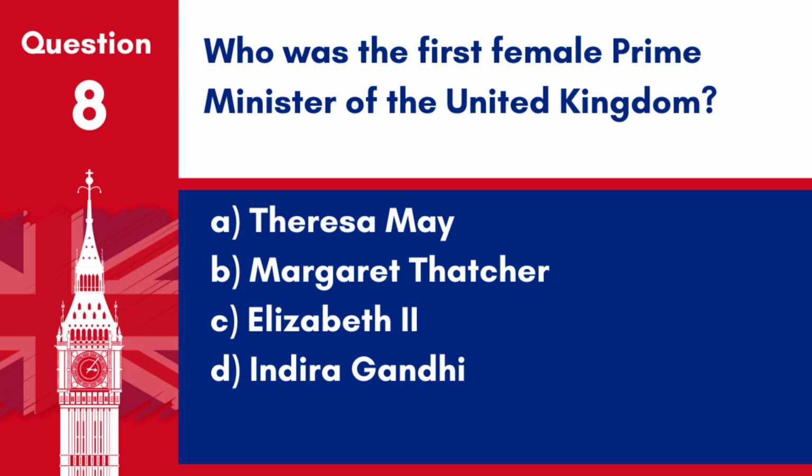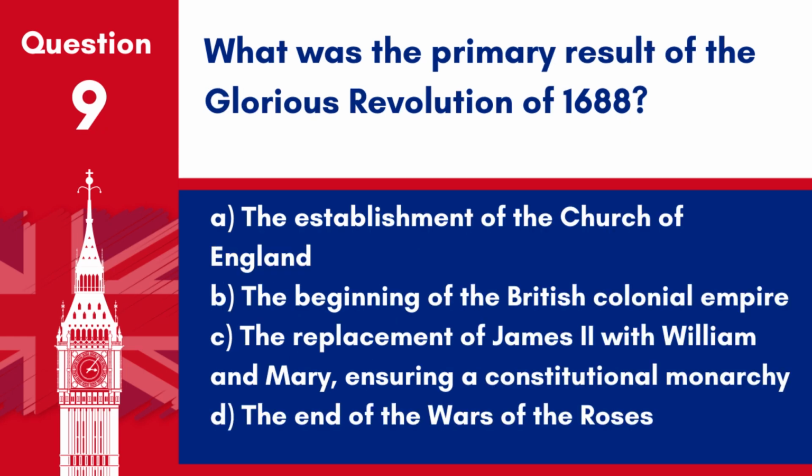Answer. B. Margaret Thatcher. Margaret Thatcher was the first female Prime Minister of the United Kingdom, serving from 1979 to 1990. Question 9. What was the primary result of the Glorious Revolution of 1688?